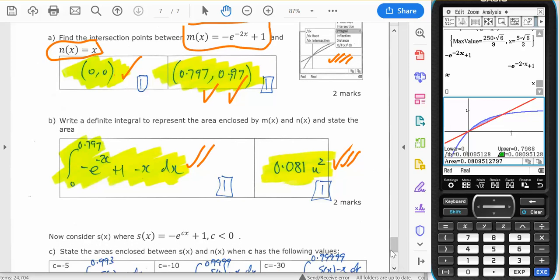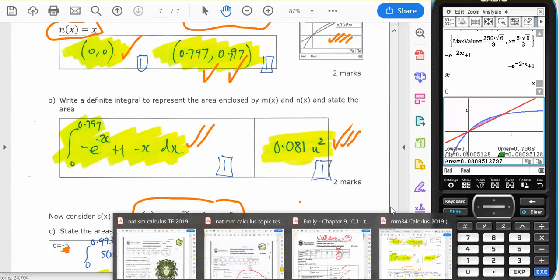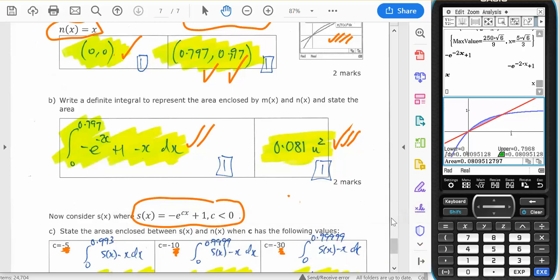Okay, part C changes the function to s of x, where I've got a c here. Now this c is where the negative 2 was. And I need to consider when c is equal to negative 5, negative 10, negative 30. So I'm exploring what happens when the value which was the power on the e is negative 2, negative 5, negative 10, negative 30.